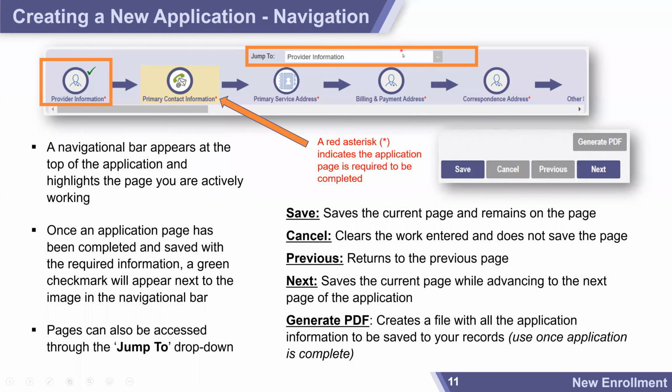You will also, at the top of that toolbar, see a jump to toggle where you can hit that drop down and it will show you the names of each section of all of the pages. And then if you need to jump to a particular page, you're able to do so there. It's also going to show you, when you click that drop down, a green check next to all of the pages that you have already completed. So there's a couple of different ways that you can navigate once you're in the application.